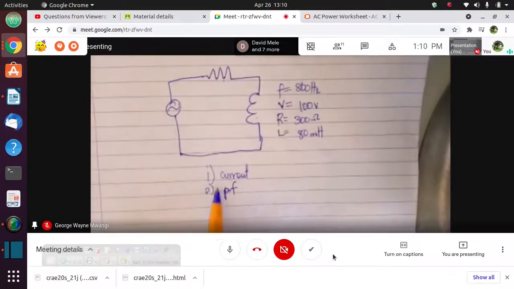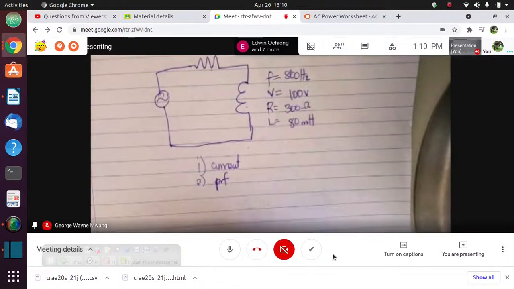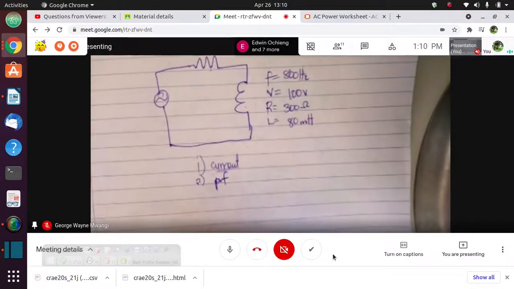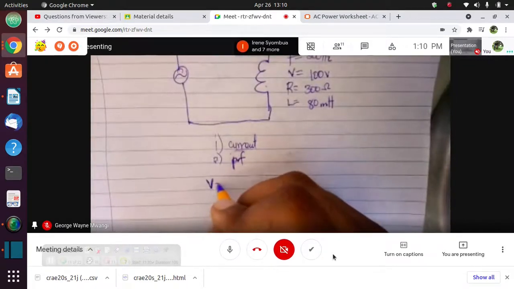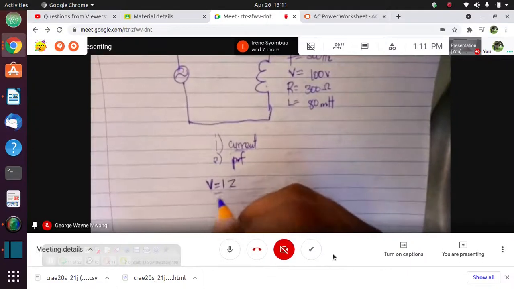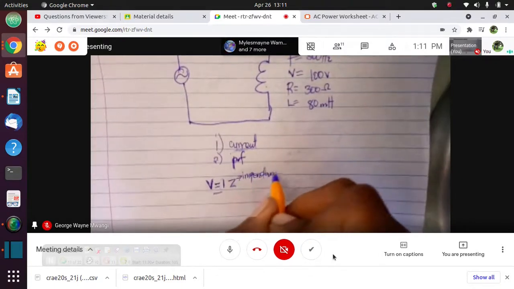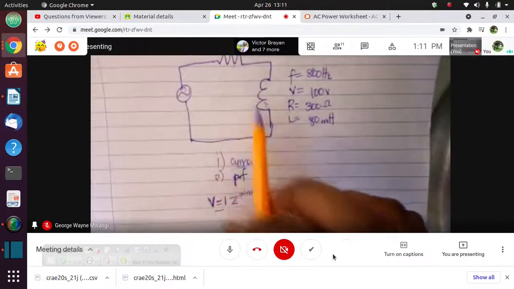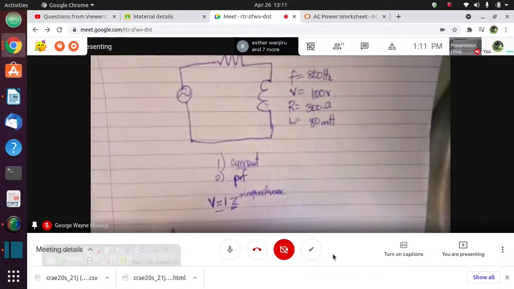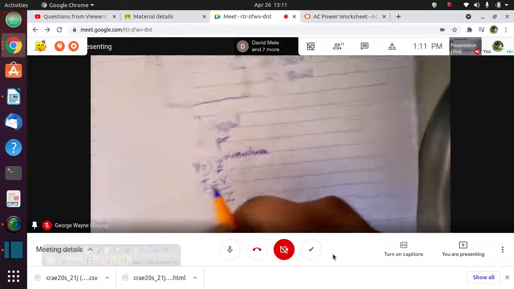Now, how do you find the current? I think we have already done the part of current. Using Ohm's law, voltage is given by current times resistance, and in this case we'll call it impedance because we have inductive reactance present. So we will no longer call it resistance. Current, therefore, will be given by the voltage divided by the total resistance, the impedance.